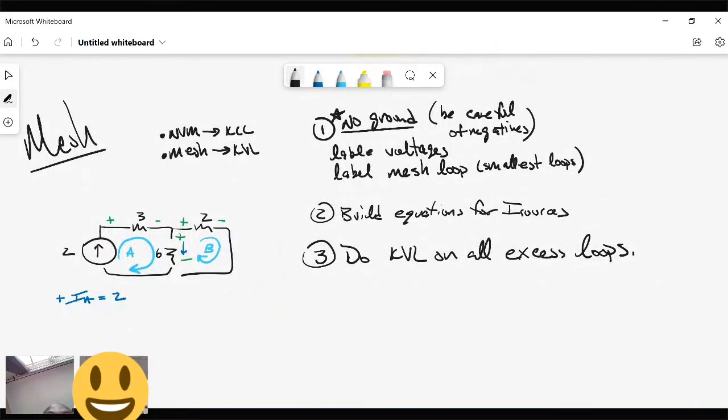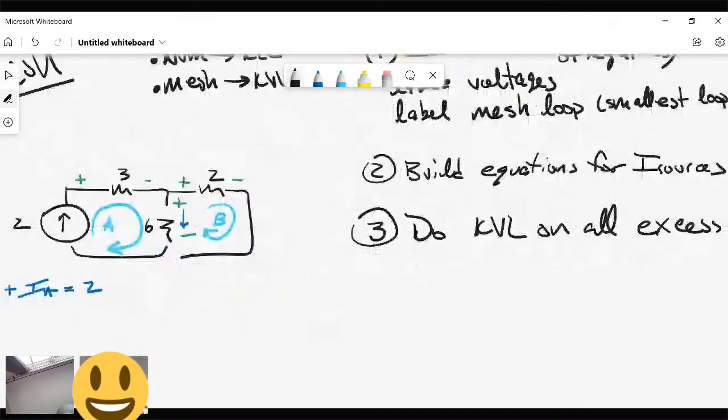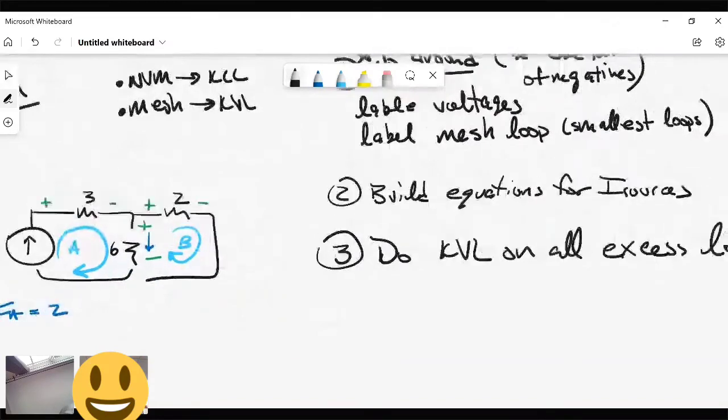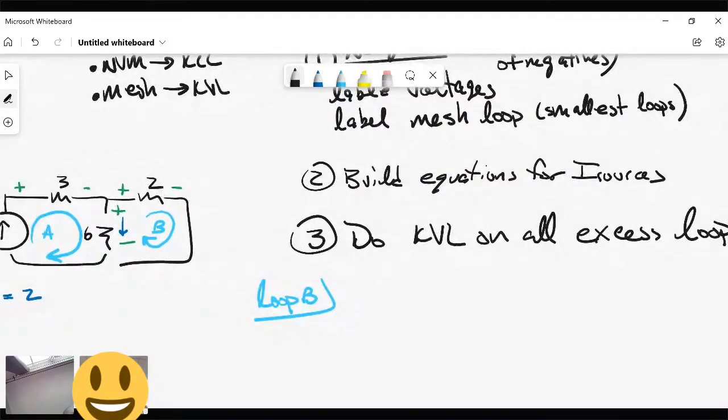I'm just writing down the mesh current because I'm being lazy and I feel like you're able to catch on with me. Yeah, I'm catching on. I'm just going to see how you do your KVL with the excess loop. Dope. So now we're going to do our loop B. I'm going to start you off nice and slow. Look at the direction that B is going. B starts up here and then it ends at the bottom. So I'm going to start right there. Does that make some sense?